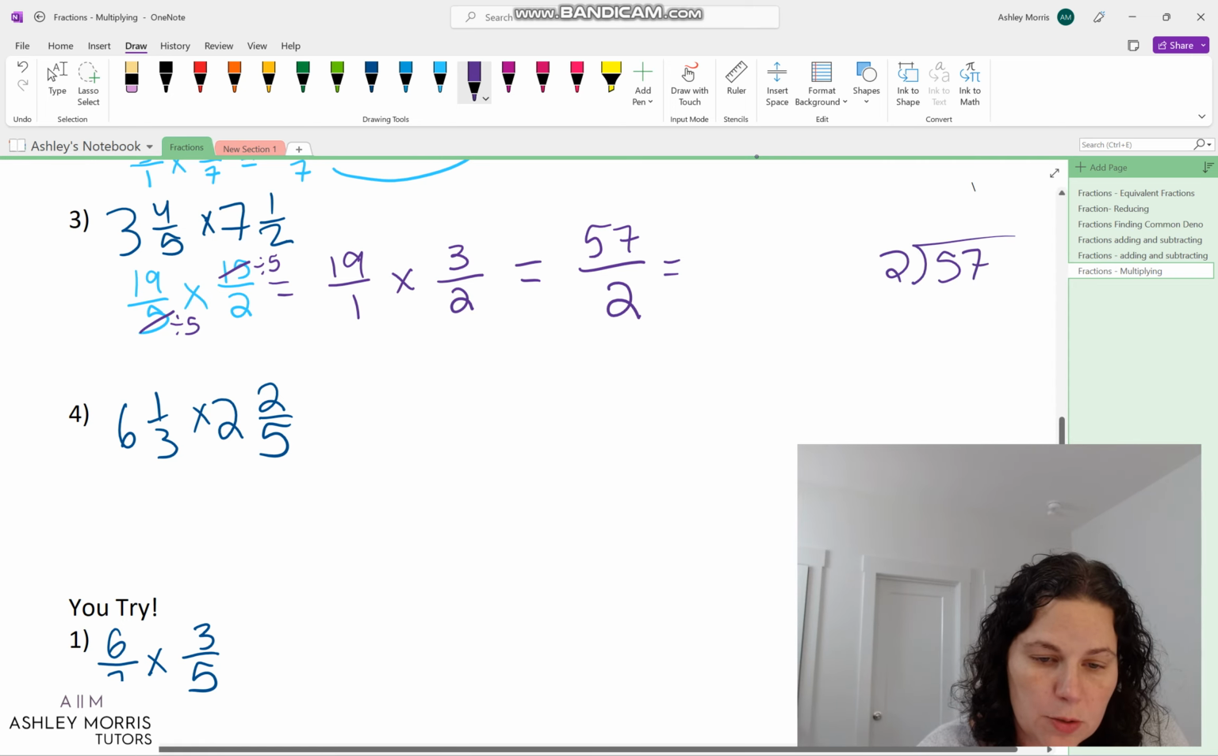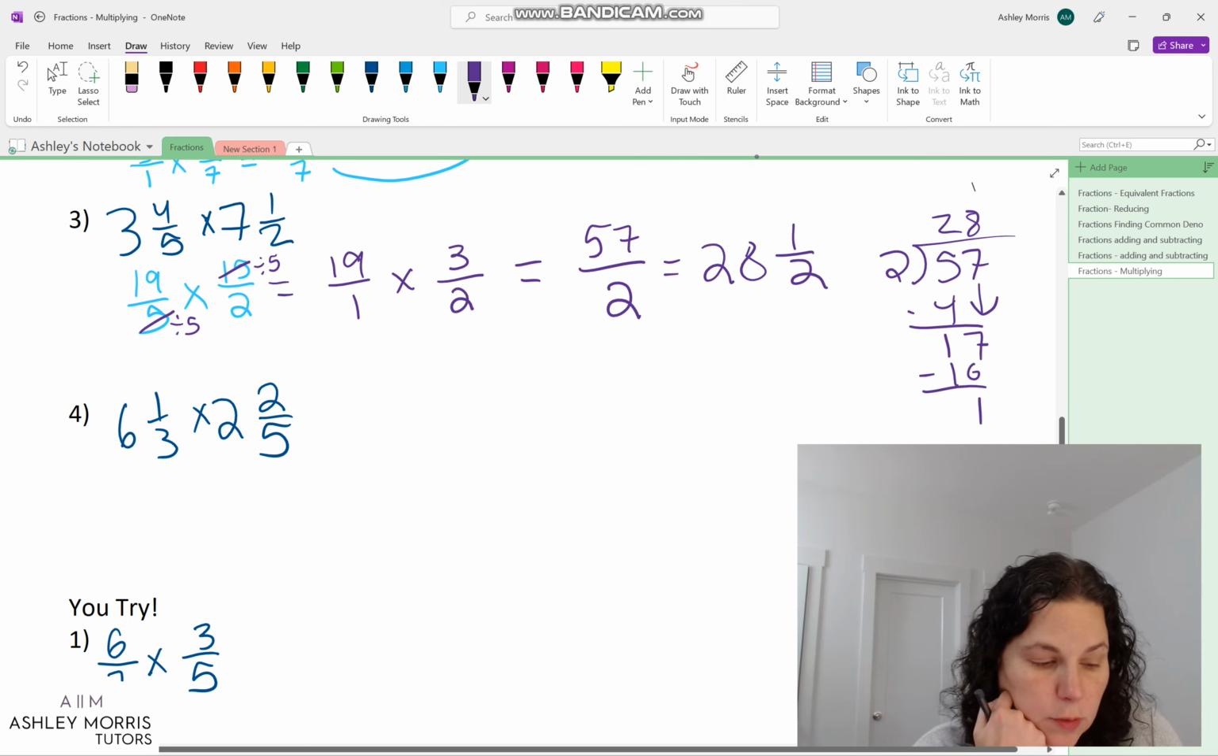57 divided by 2. 2 goes into 5 2 times. Bring down your 7. So it's going to be 28 and 1 out of 2 left over.